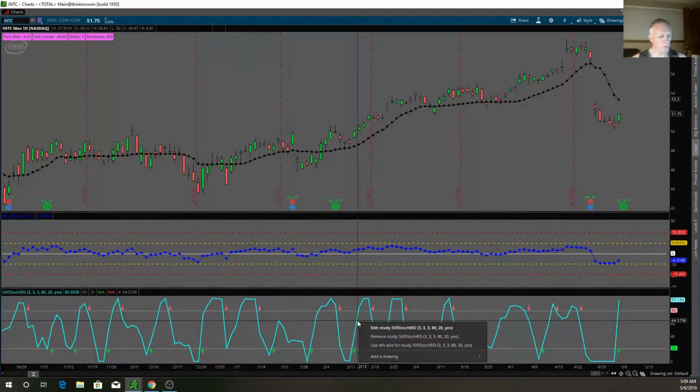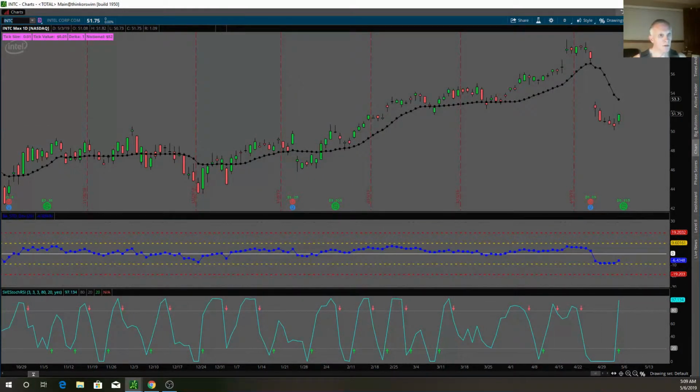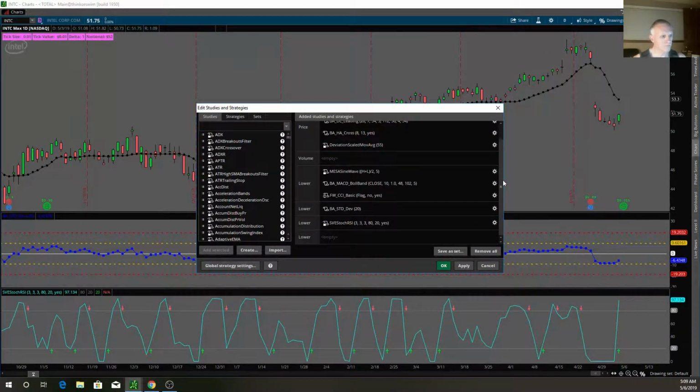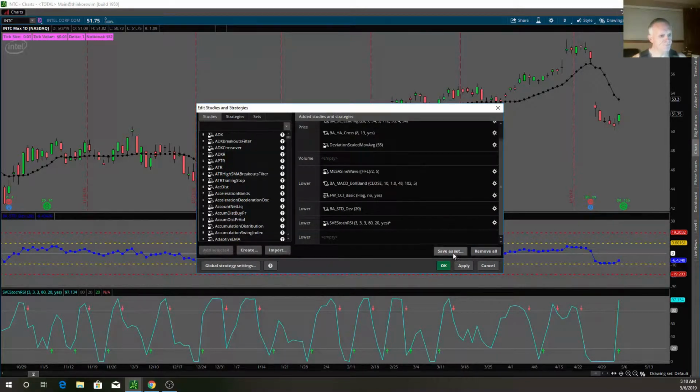You can play around with it. Let me pull that up so you can see it on the studies here. SVE stochastic RSI. Just go in there, change all the default settings to 3s, leave your thresholds the same, and you can change the color however you like to see it.